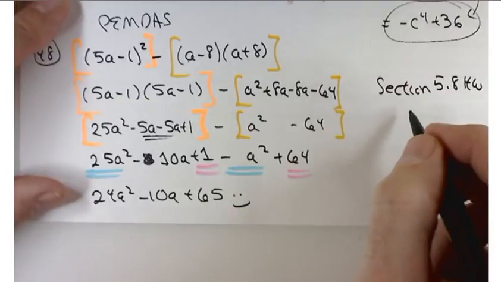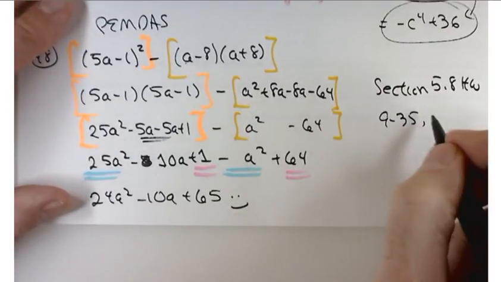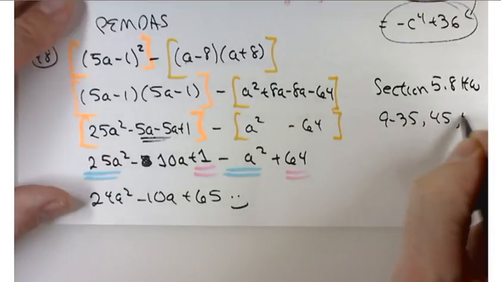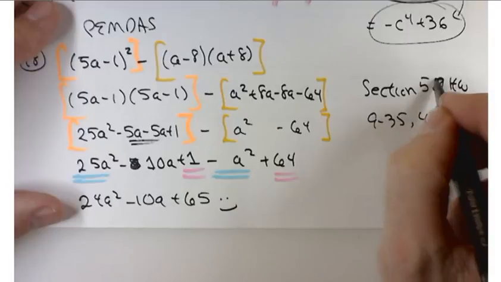So for homework in this section, try 9 through 35 and 45 and 47. Yeah, 5.7, sorry. Thank you.